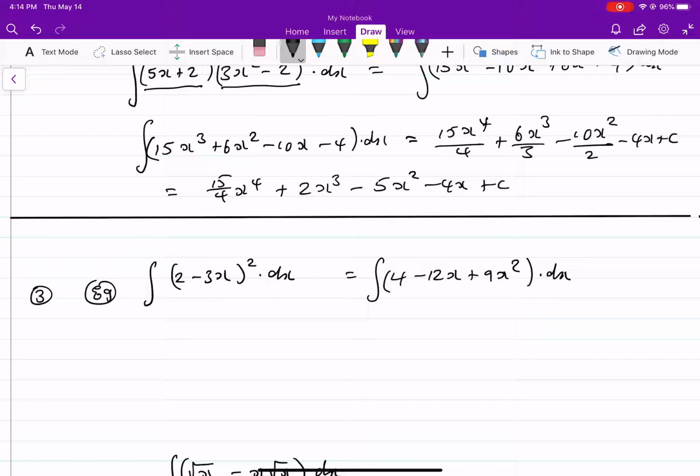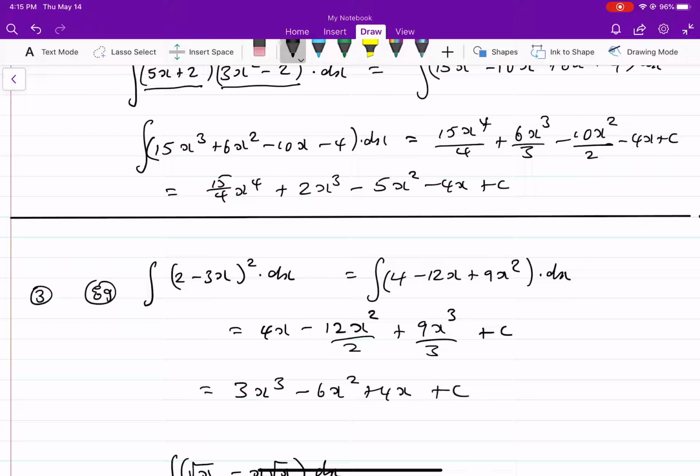Okay. Integrate the 4: 4x minus 12x to the power 1 plus 1 is 2 over 2, plus 9x to the 3 over 3, plus c. If I tidy this up, and I can write it in descending powers now, the result will be 9 upon 3, that's 3x cubed, minus 12 upon 2 is minus 6x squared, plus 4x, and then put the c at the end. There. So, no big deal there as well.